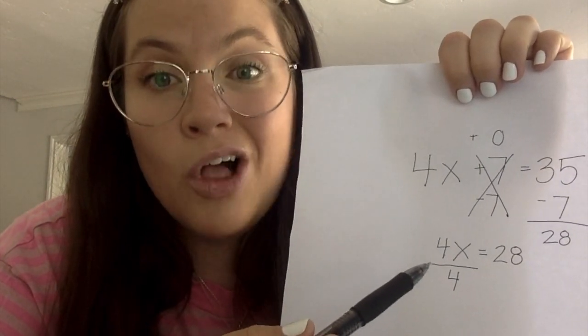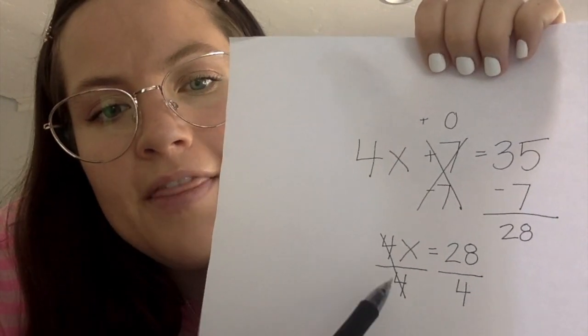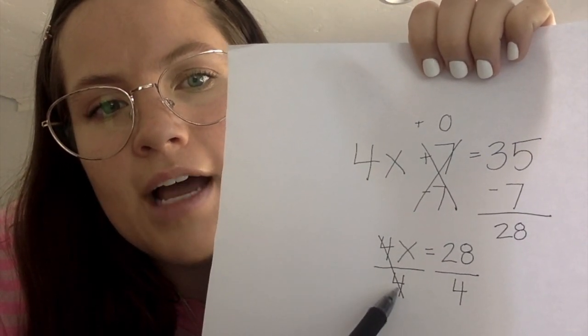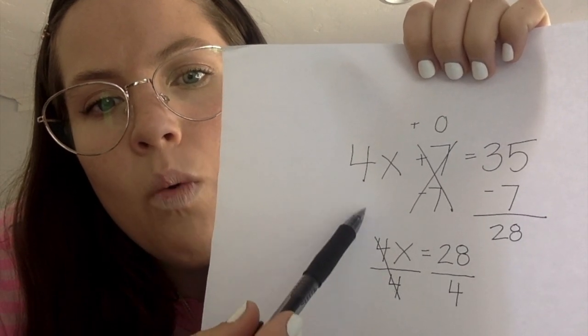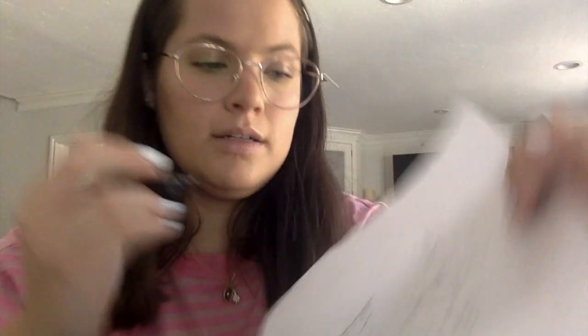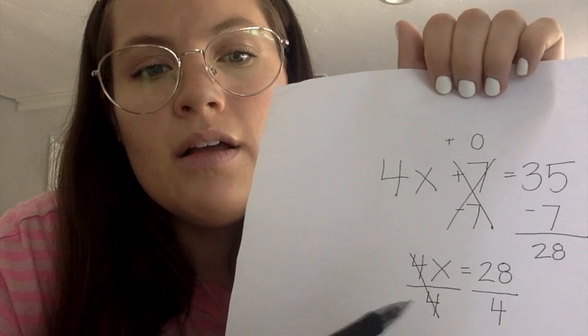So what do we need to do to separate the 4 from the x? Divide by 4. So if we divide by 4 on this side of the equation, what do we also need to do on the other side? The same thing. Divide by 4. So when we divide this side, these cancel out, and we get 1. 4 divided by 4 is 1. So 1x is the same as just x. And 28 divided by 4 equals 7.